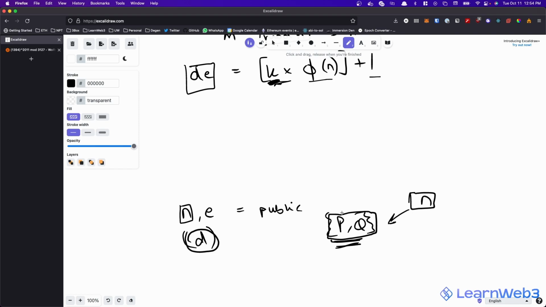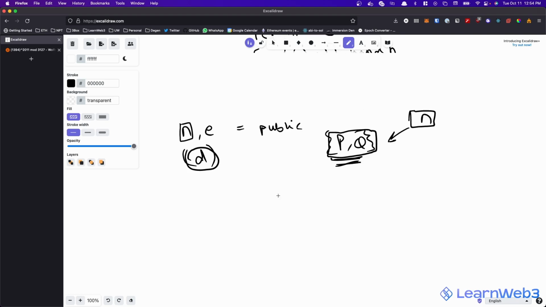And this is why we must use really, really large prime numbers to produce an even larger number, such that prime factorization on it is very hard to do. So as long as d is safe, you're safe. Otherwise, if somebody has d, they can decrypt all your messages. So this is how encryption and decryption works.